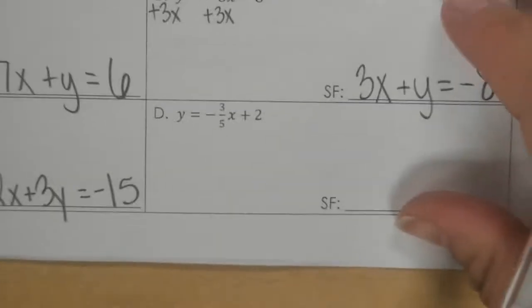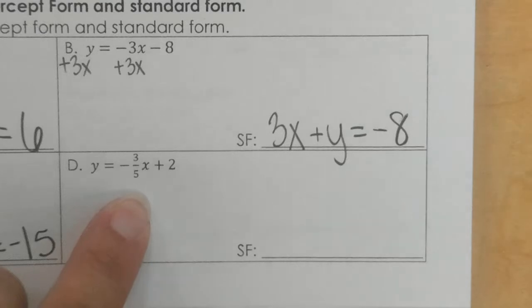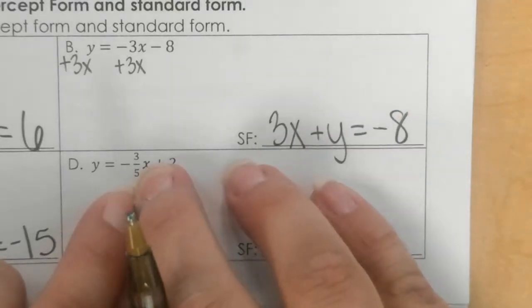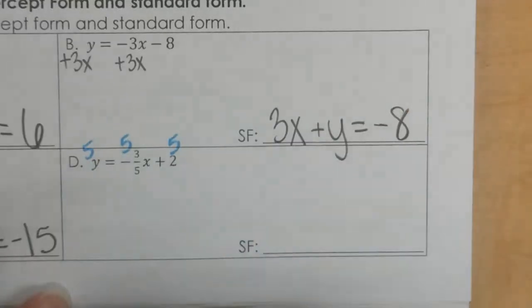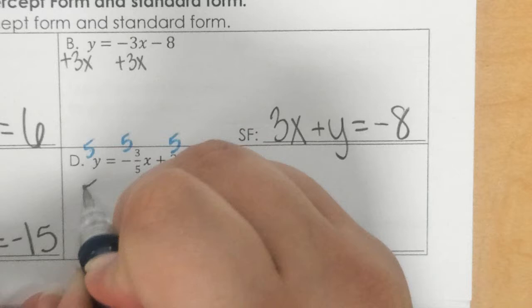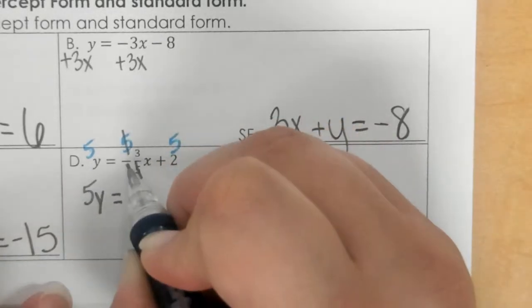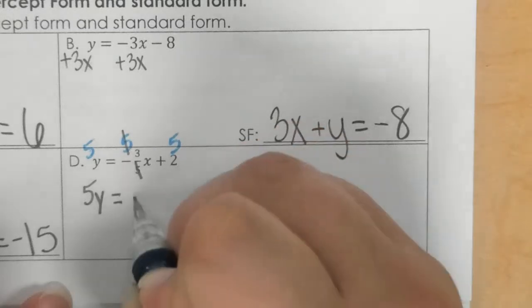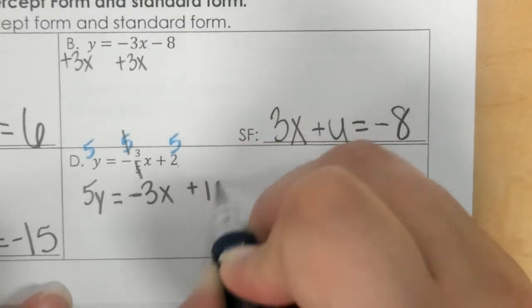Alright, so in letter D, we're going to also do the clearing the fraction because we've got to get rid of the fraction. So my denominator is a 5. So I'm going to multiply each term by 5, giving me 5y. These 5's cancel, and I have a negative 3x. And then 5 times 2 is 10.